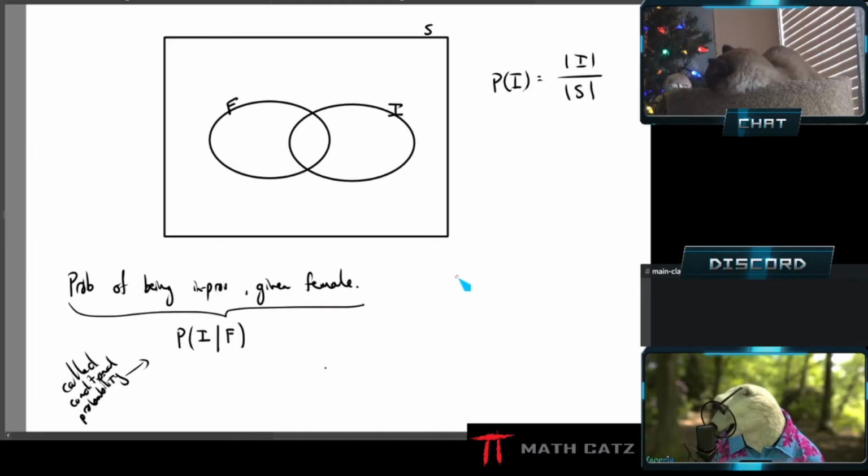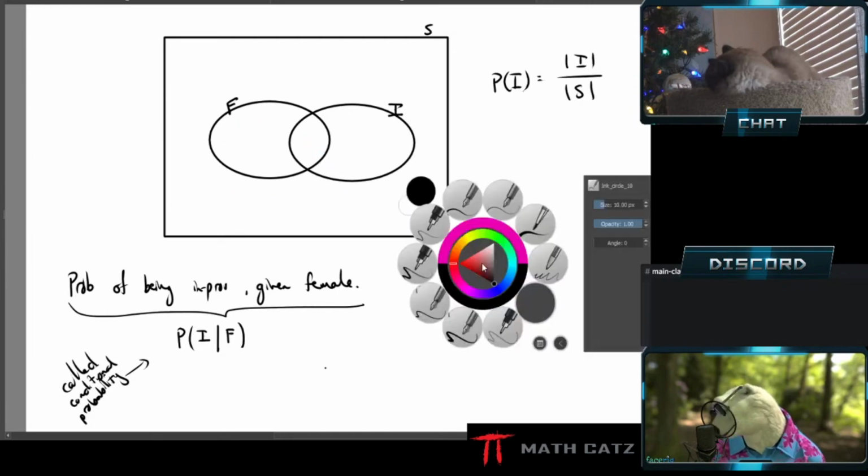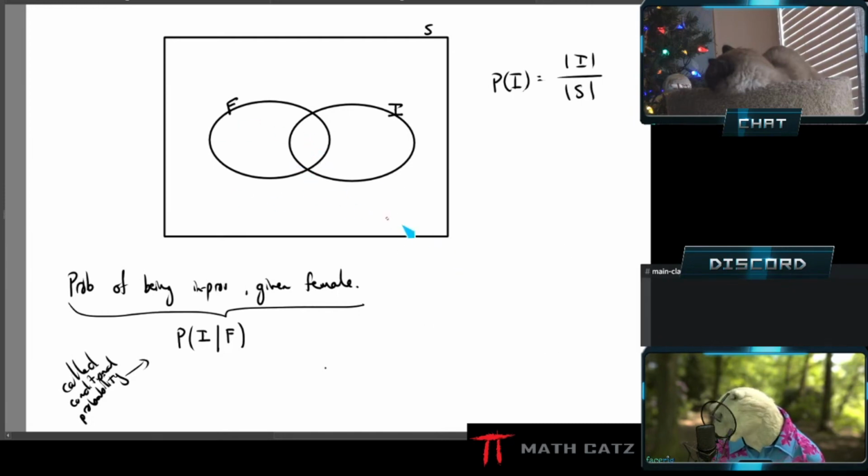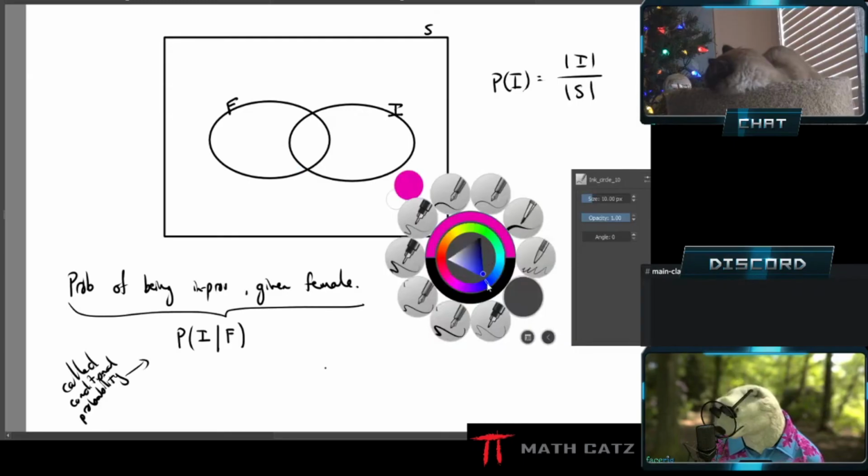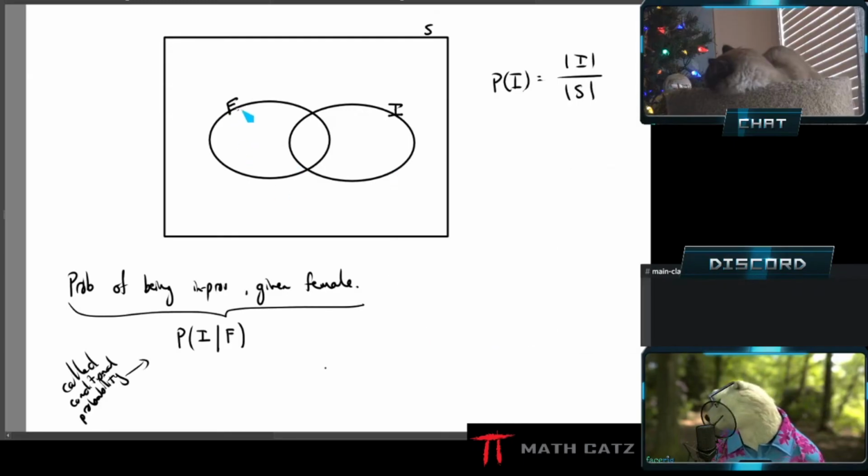Now all that matters is the female circle. Let's make it some sort of purple. All that matters is the female circle. And I refine my view, reducing my options to this circle, because I have extra information. I know for a fact the person that was selected was female.